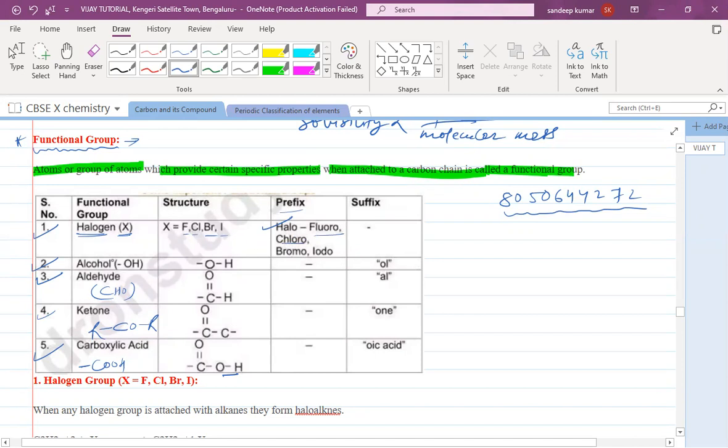But for others, like alcohol, we use a suffix. A suffix is a word added at the last of any word. For alcohol we use the suffix -ol, for aldehyde -al, for ketones -one, and for carboxylic acid -oic acid.